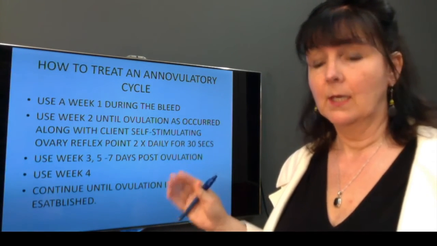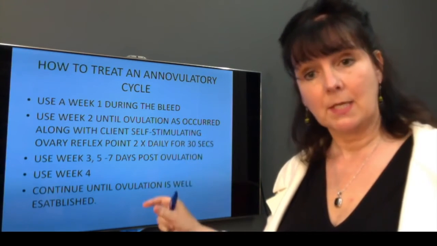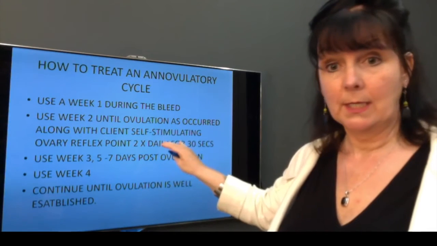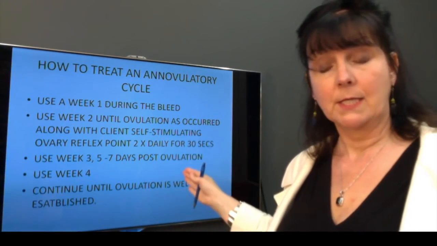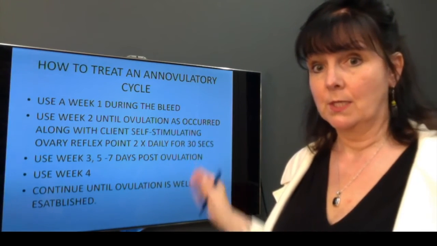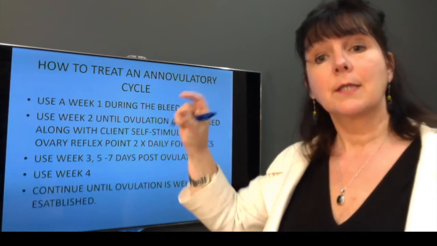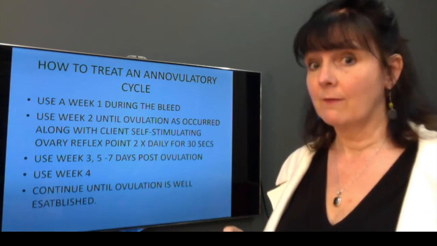But you can ask your clients to monitor the changes and send you their charts between treatments. You would want to be treating them weekly, every week, using a week 2 treatment with then self-stimulating ovary reflex points in between times, and you can see the changes taking place as they go through their cycle using the ovulation charting. It's quite fascinating.